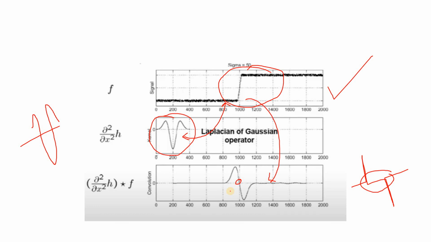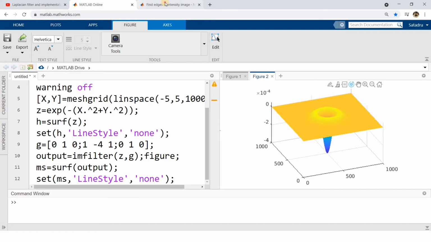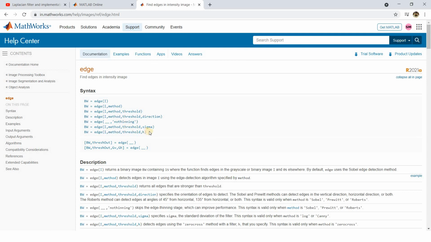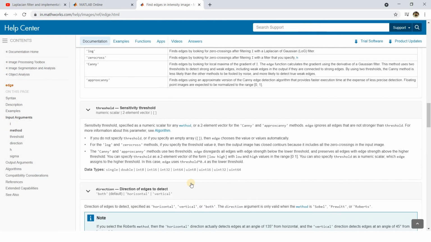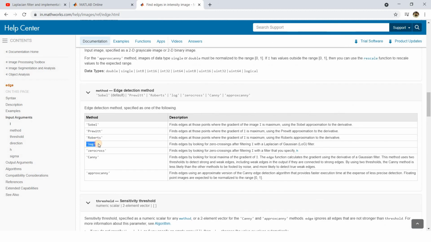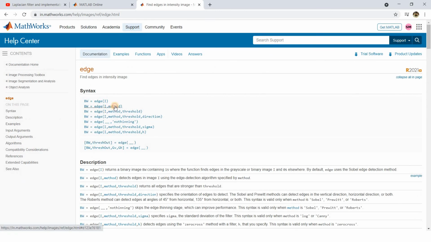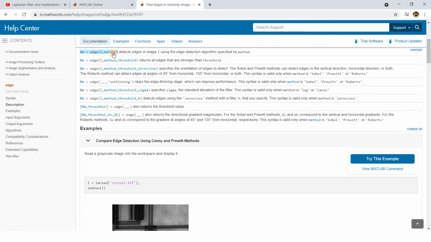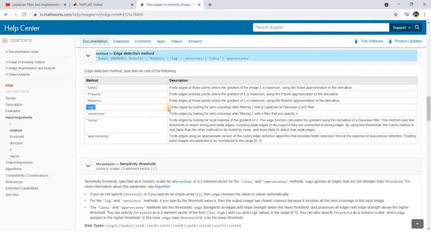Now how can we do this in MATLAB? In MATLAB, the function is here. If you go below, you can see the method is log. So in the edge function, the method you have to pass is nothing but log. This finds edges by looking for zero crossings after filtering the image with a Laplacian of Gaussian filter. I have told you that zero crossing is the central idea of Laplacian filter edge detection. Now here we are applying Laplacian of Gaussian.